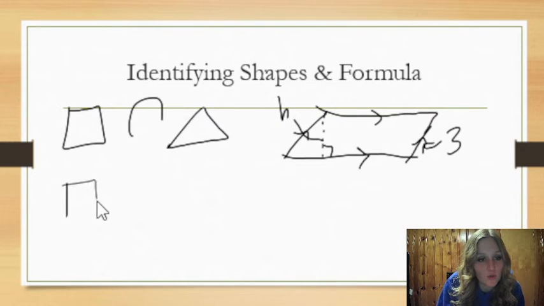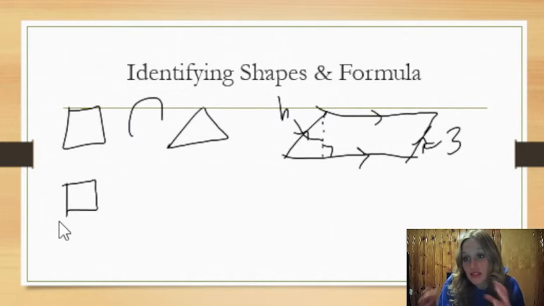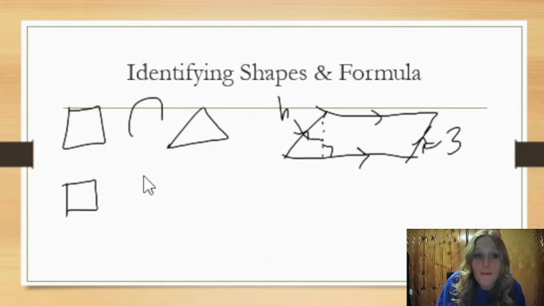Next is a square. We all know what a square is. It's got equal sides. A rhombus is kind of like a parallelogram and a square pushed together. So it has equal sides.